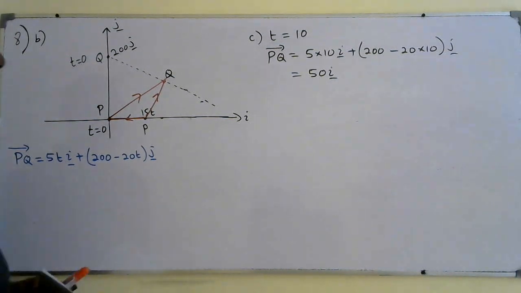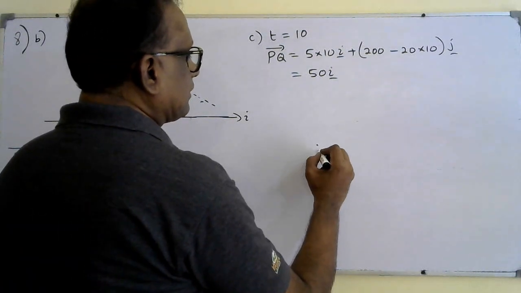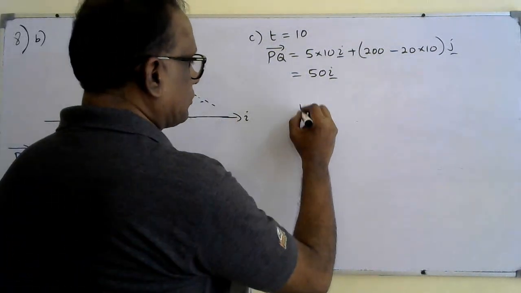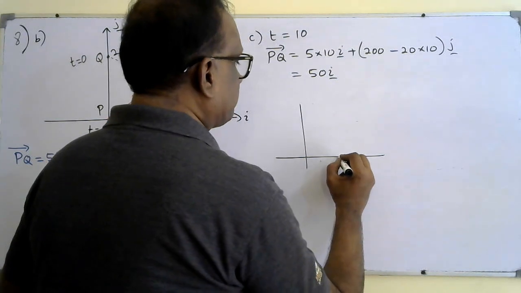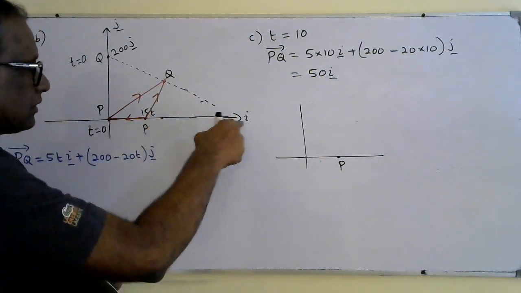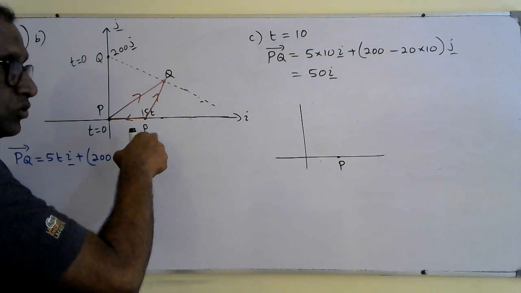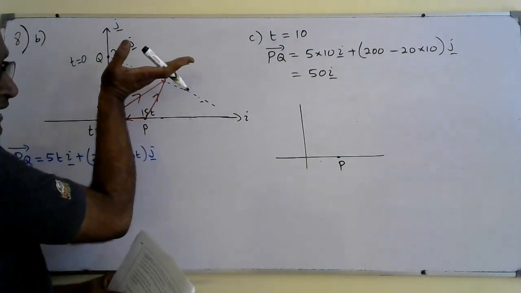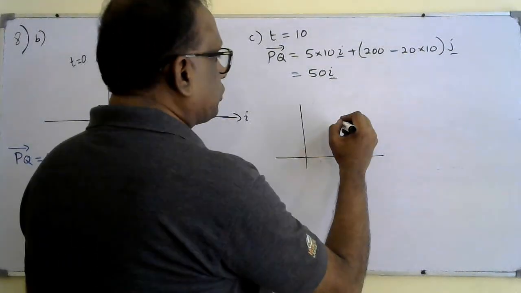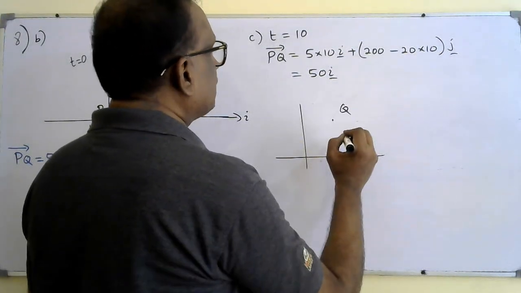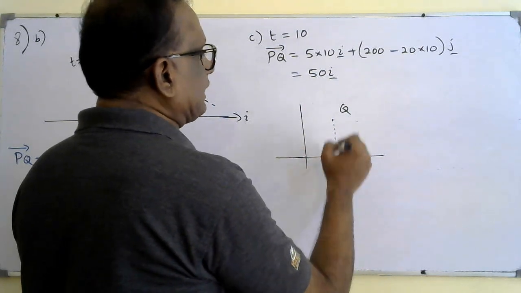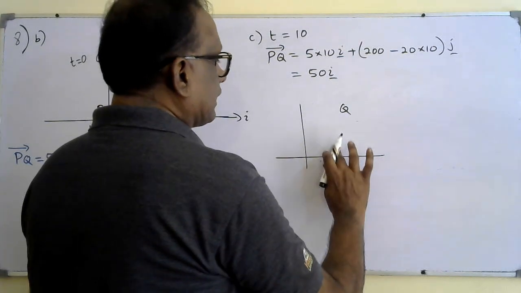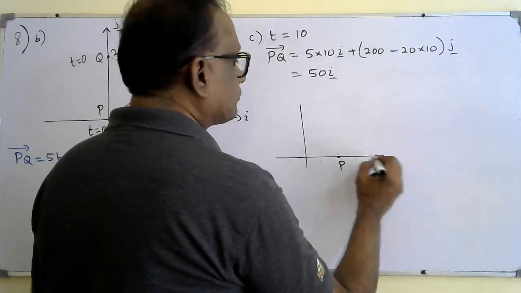So vector PQ is 50i, meaning this is P, this is Q. If you draw the Cartesian axes again, P is always moving on the x-axis, because its only velocity is given as 15i, so it won't move in the j direction. So from P to Q, the position vector of Q relative to P is 50i. So Q is here, 50i.